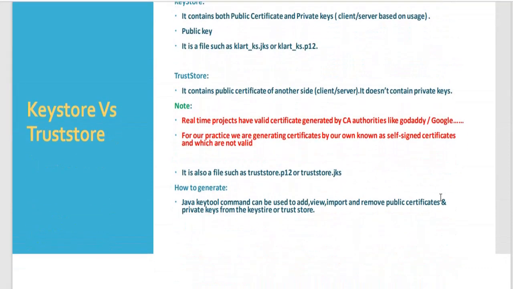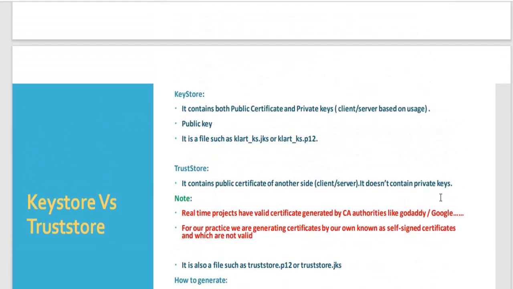So what is a key store? What is a trust store? We have already learnt about private keys, public keys, and CA certificates, the certificate authority certificates. The combination of all these things is nothing but key store and trust store. A key store contains private keys and public keys, all the key information. A trust store contains only the public key as well as the certificate of the other side. It doesn't contain any private keys. These are two different files, saved with the extension .p12 or .jks.